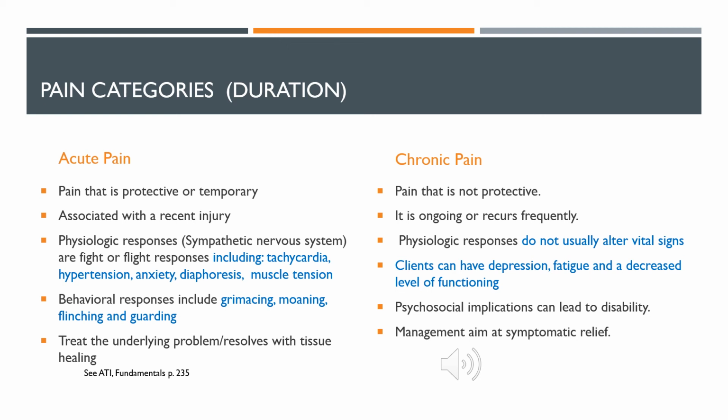So pain is categorized either by duration or by origin. This slide compares the two different pain duration categories. So you're looking at acute pain. Acute pain is typically associated with an injury. It is protective and temporary.